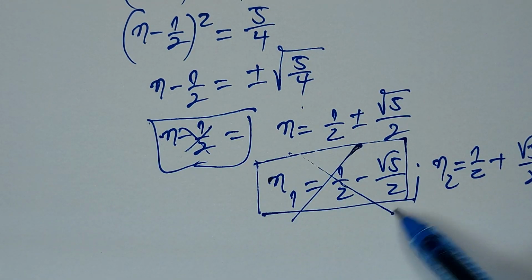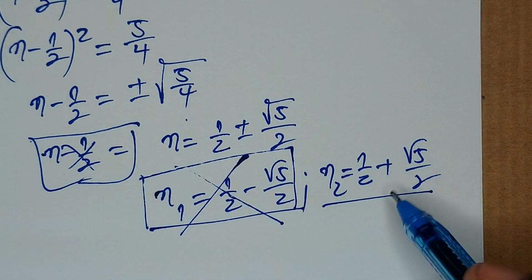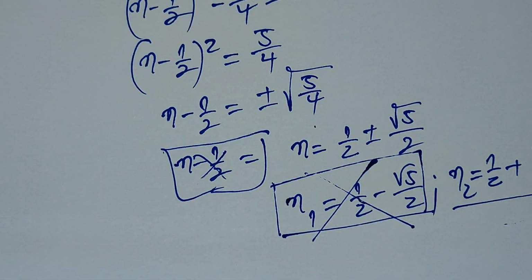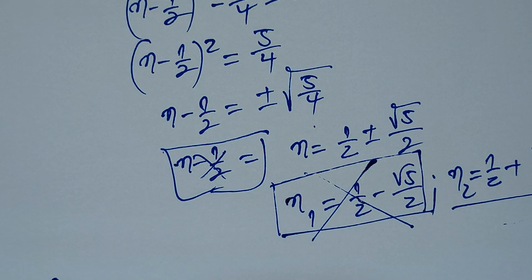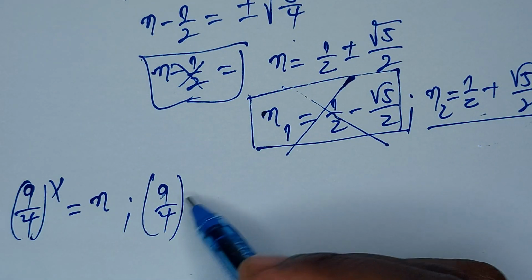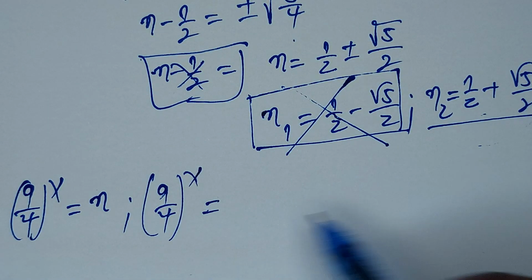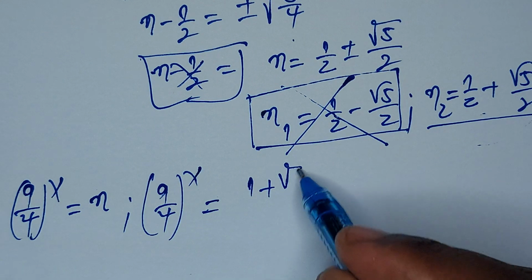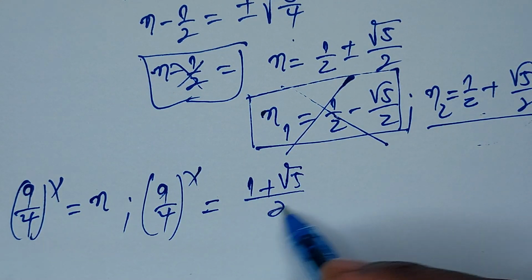So we're going to reject this one, and we're going to pick the second value of n. So now we're going to say that 9 over 4 to the power of x is equal to n, right? It means that 9 over 4 to the x is going to be 1 plus the square root of 5 divided by 2.